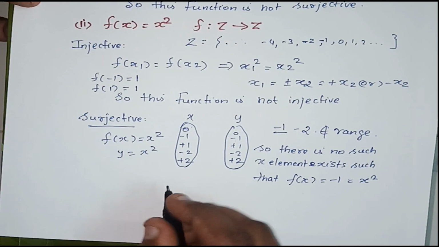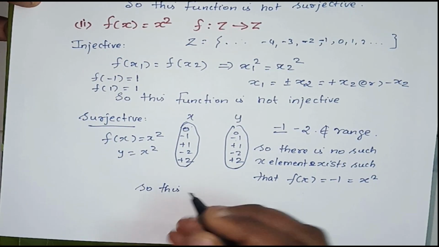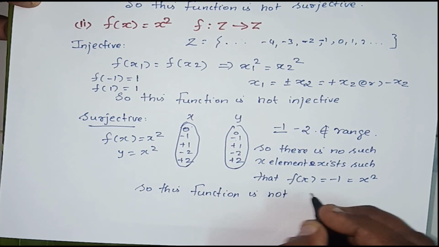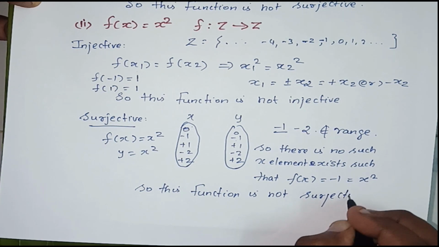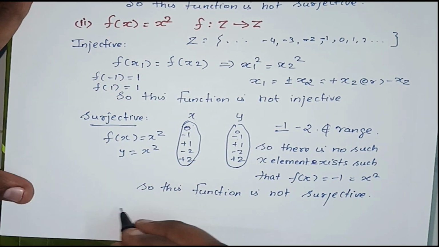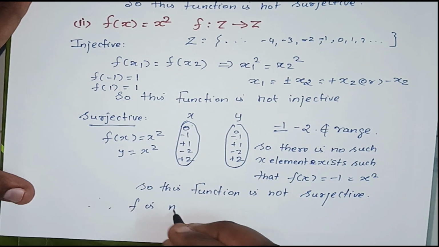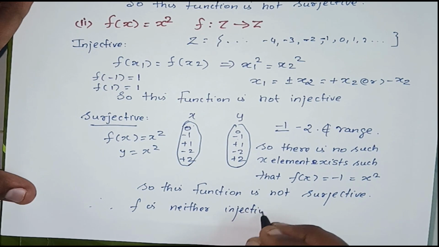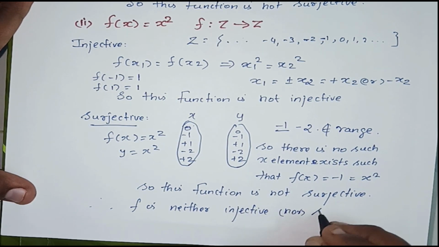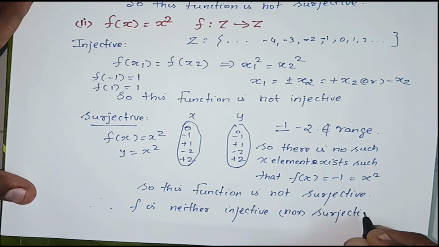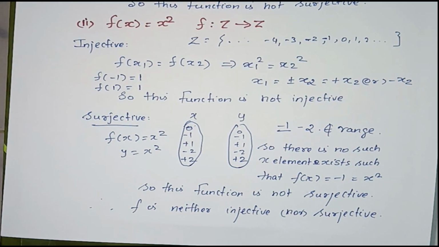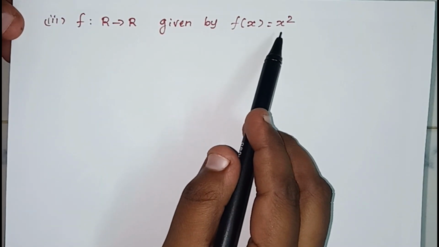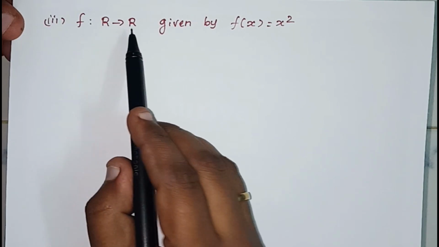So this function is not surjective. Therefore this function is neither injective nor surjective. So, third part: here the function is given as f of x is equal to x square. Here the domain and codomain are real numbers.